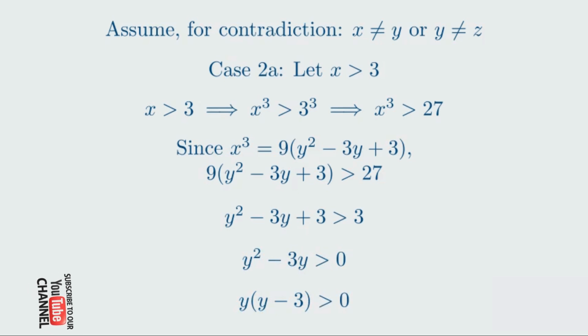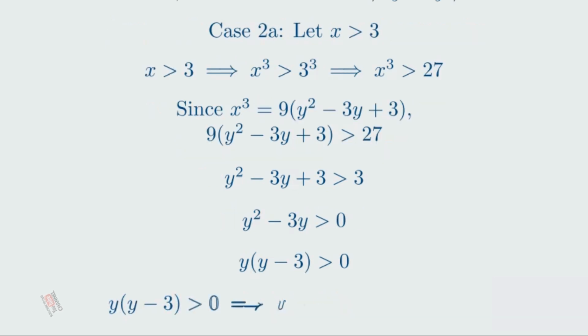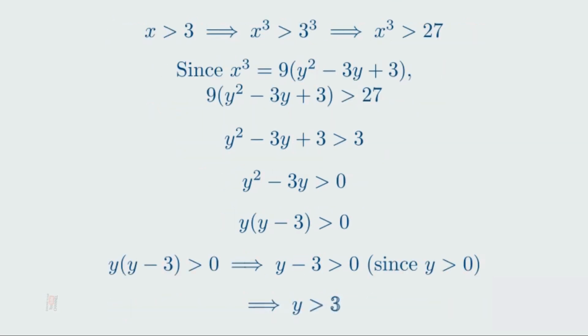Recall that we proved all variables must be positive. This means y is positive. For the product to be positive, y minus 3 must also be positive. If y minus 3 is positive, then y must be greater than 3. So, we've established that if x is greater than 3, then y must also be greater than 3. This is a crucial link in our chain of logic.